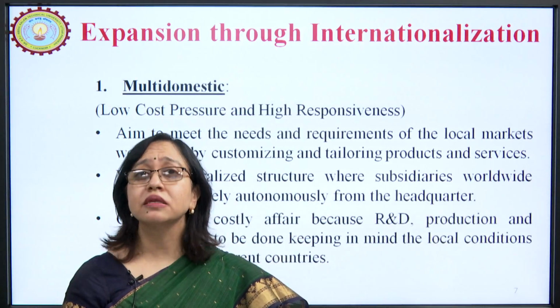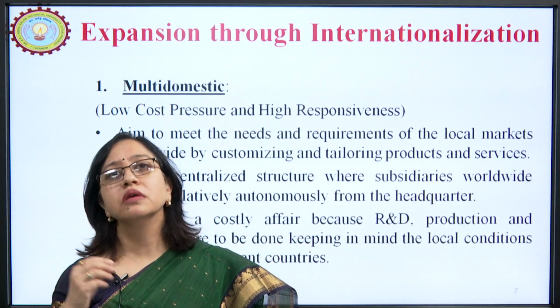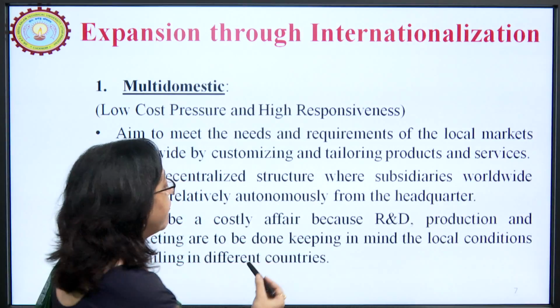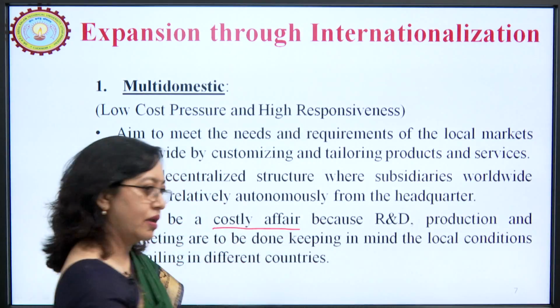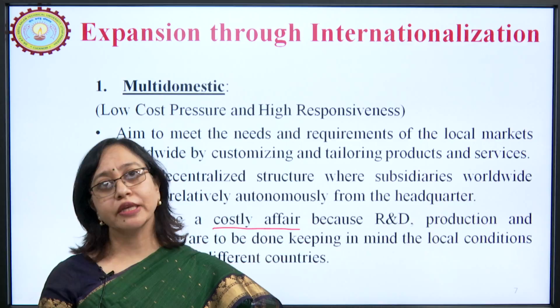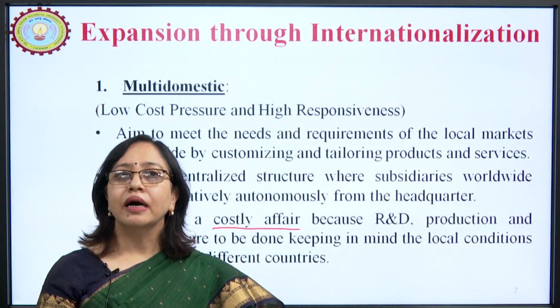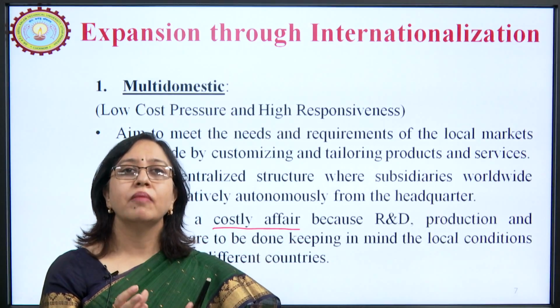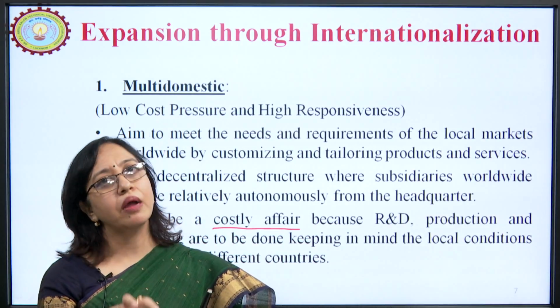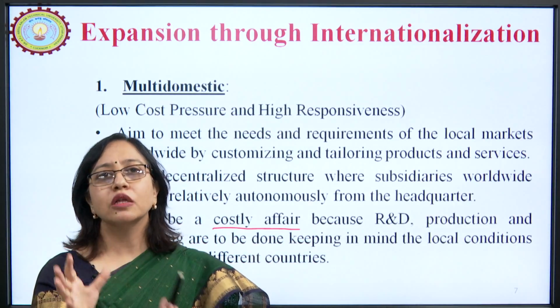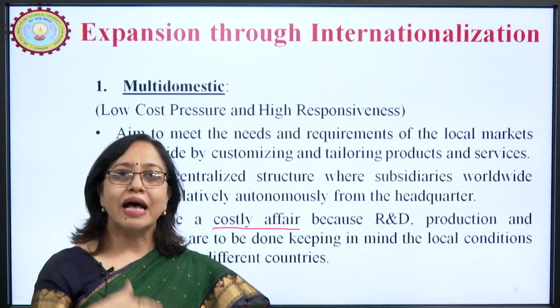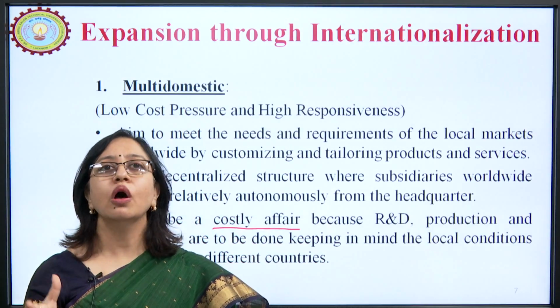Now, this strategy sounds good, but it is a very, very costly affair. Why? Because you are not producing in bulk. You are producing according to the demands of the local market. So, whatever is the demand, you are producing according to that in small, small units, right? So, as the demand changes, the product also changes.